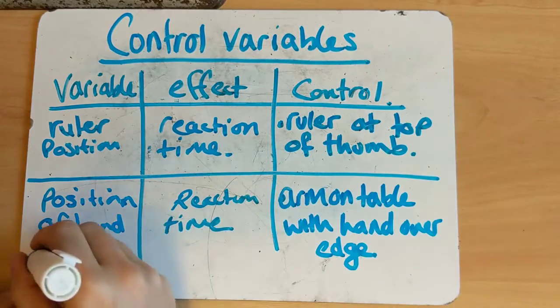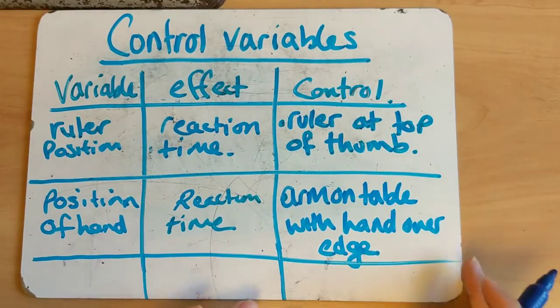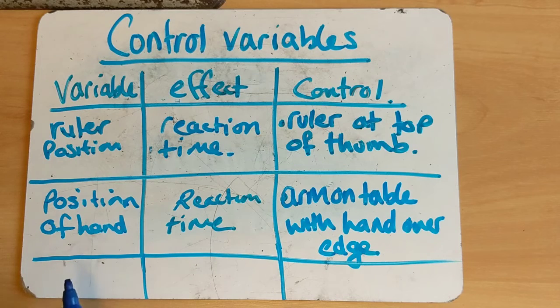If you didn't do dominant and non-dominant hand, one of the things that you'd need to make sure you kept the same each time was the hand that you're using. So if you're doing music or caffeine or heart rate, you still need to make sure that you're using the same hand of that person each time. So you'd say type of hand, effect, reaction time, control, the person uses the dominant hand every time.